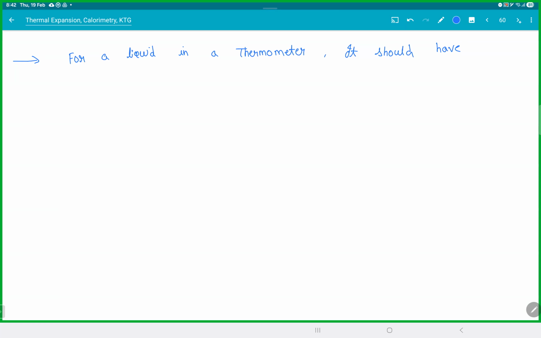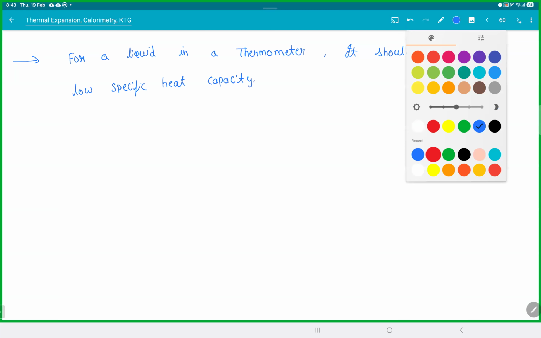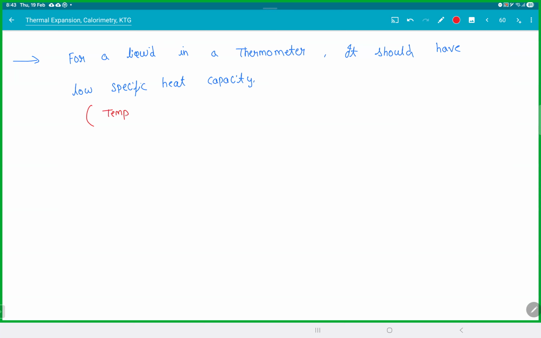So when you put it in your mouth, it is taking heat from your mouth. That's a very small amount of heat. So if your specific heat capacity is high, what will happen? It will take a lot of time for the temperature to change. So you have to keep the thermometer in your mouth for hours. You don't want that. So now you tell me, should you have high specific heat capacity or low specific heat capacity? You want the liquid to change temperature fast or slow? You want it to change fast. That means you should have low specific heat capacity. So temperature should change even for a small amount of heat.